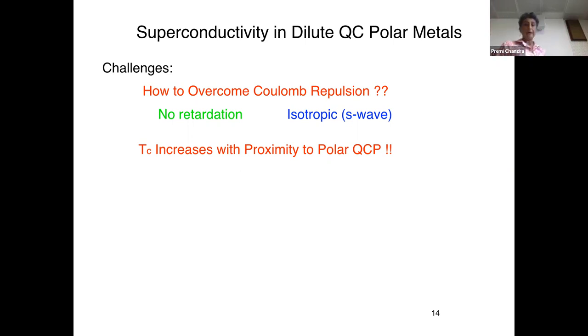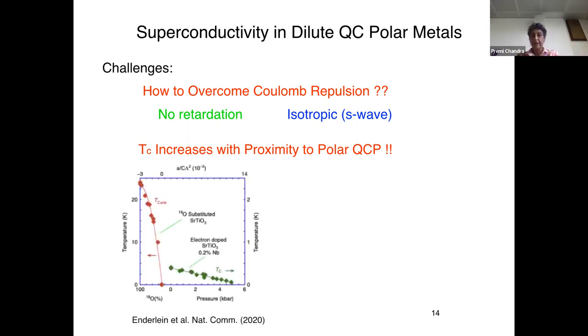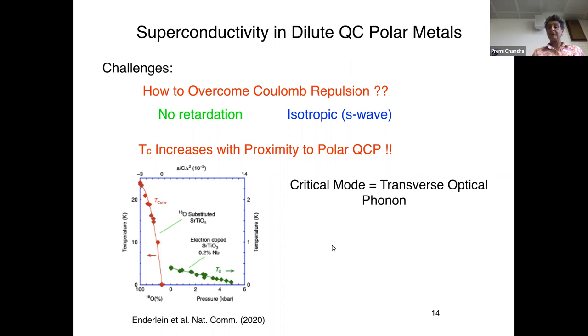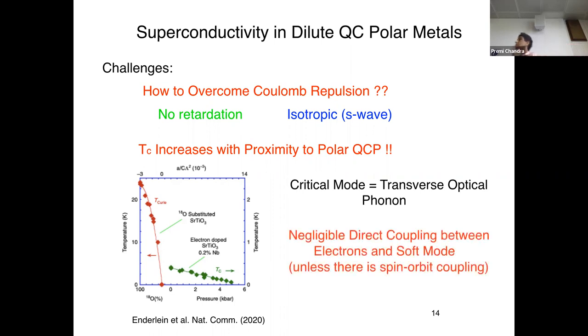Now, the other part of the mystery is that TC seems to increase with proximity to a polar quantum critical point. And this is data from the Cambridge group. And we talked last time about the fact that the critical mode is a transverse optical phonon, and that in the absence of spin orbit coupling, and we just talked about it now, there's negligible direct coupling between the electrons and the soft mode. However, when Gil Lonzarich and his colleagues look at temperature as a function of pressure and drive the superconductors closer to the critical point, it seems to go up.